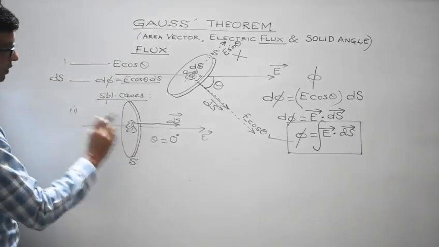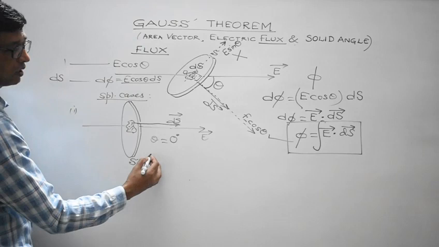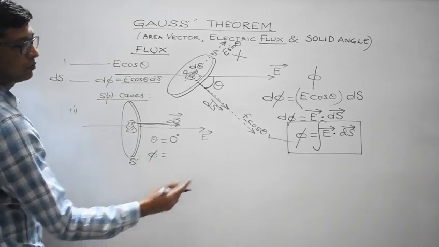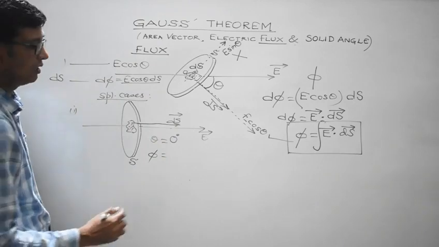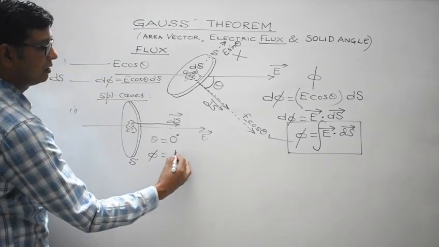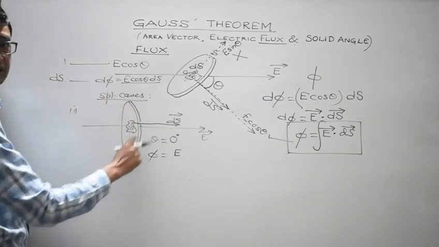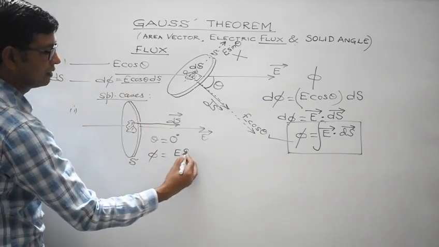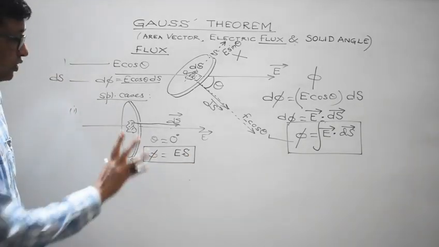So, this is case 1, when angle theta is equal to 0 degree. Cos 0 is 1. So what do you get? Phi is equal to integral E ds. The angle between these two is 0, cos 0 is 1, so we get E times the integral of ds, which will give you the total surface area, that is S. So this is a special case.